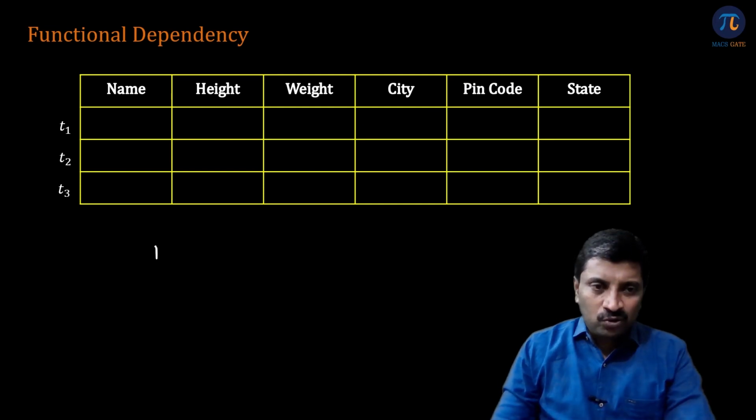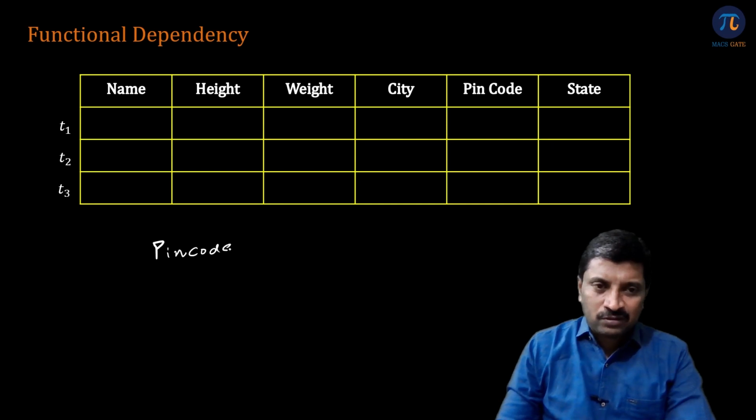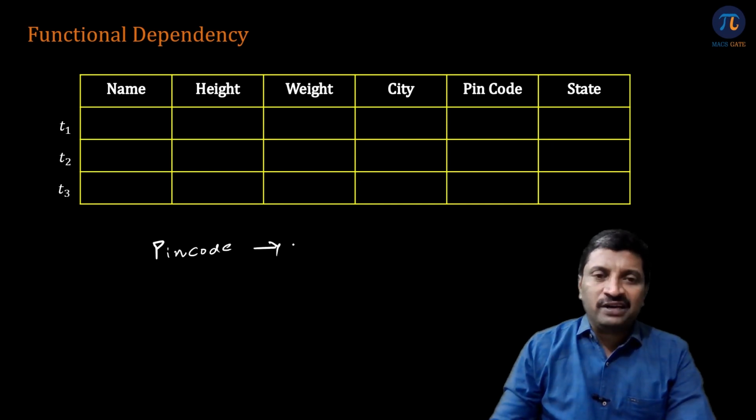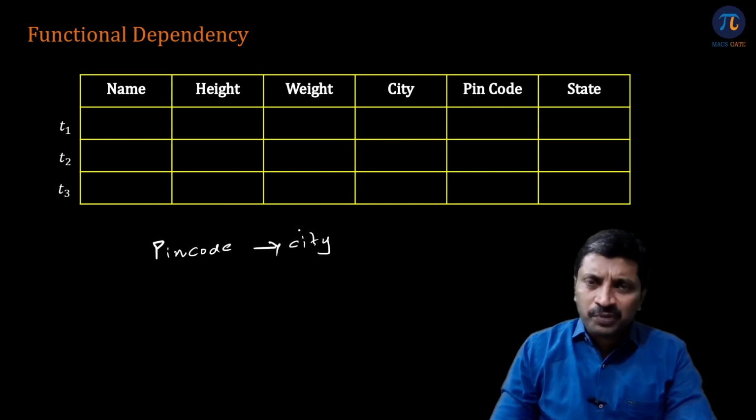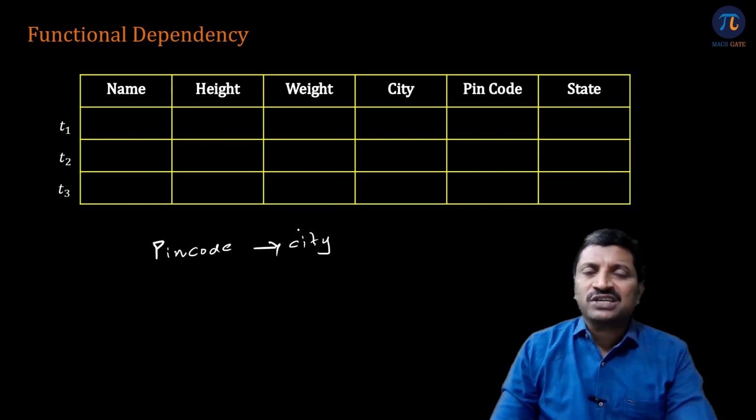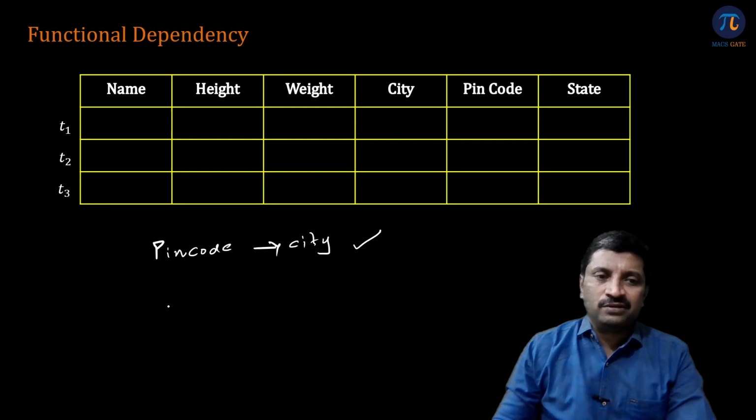Suppose I know the pin code for a particular record or for a particular person. Then can you find the corresponding city? Yes, of course. When we know the pin code, surely we can find the corresponding city. So this is an example of a functional dependency.